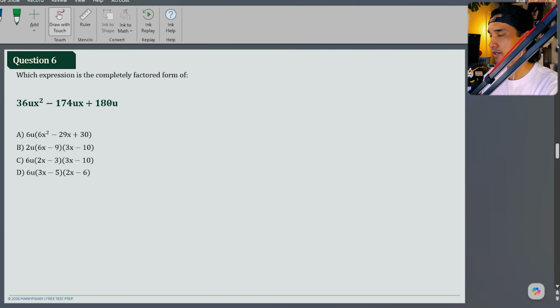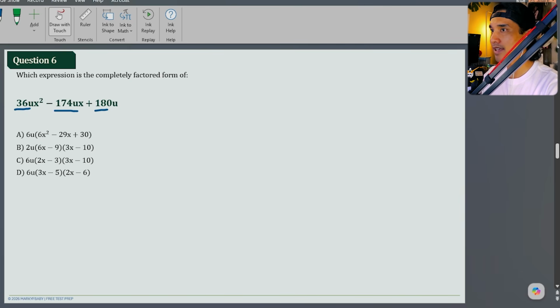Let me demonstrate. So I'm going to get this right here. There are 2 terms that we could take out. We can't take anything out from the x's because there's no x here. But we could take out a term from the numbers and we could take something out from the u's. So what can I take out?